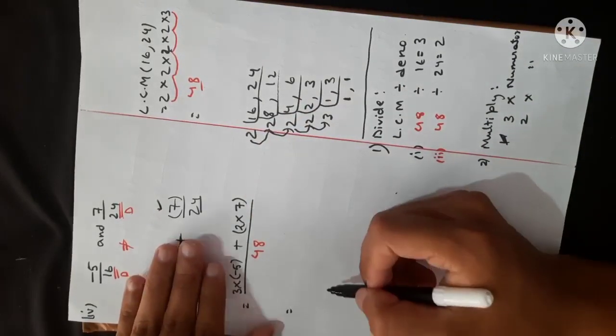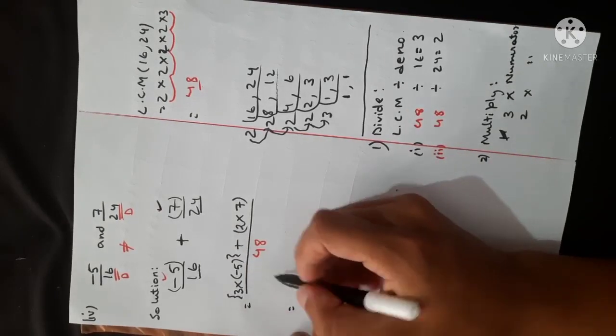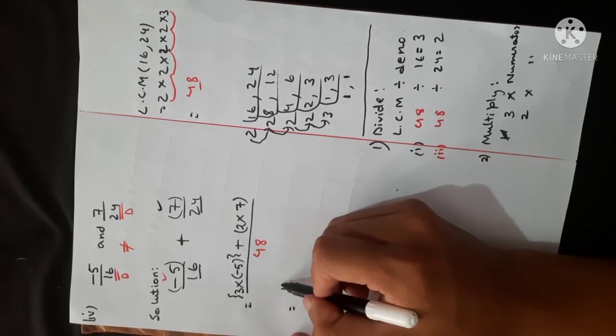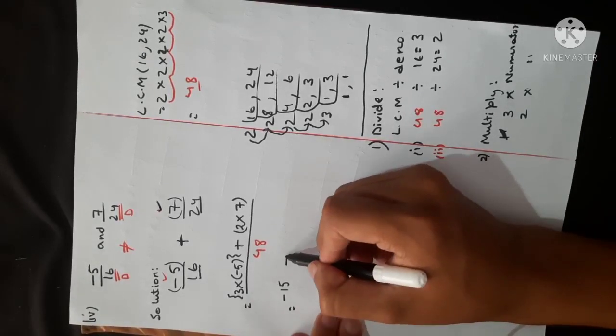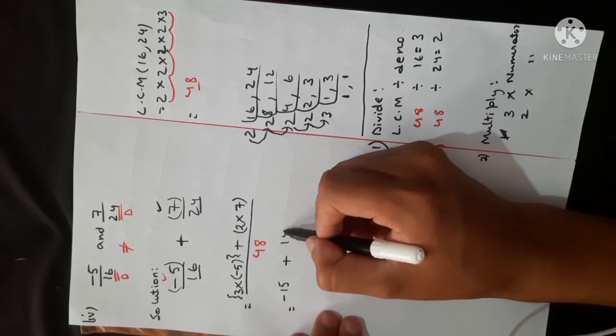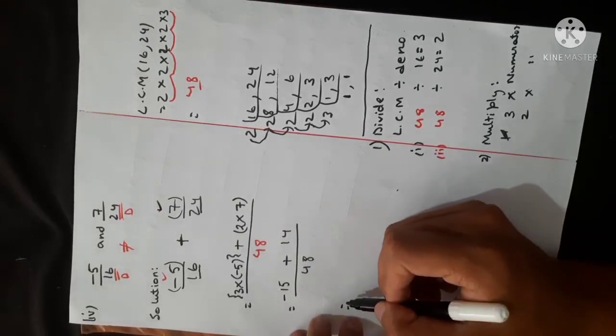So first, remember always BODMAS: we multiply first and then we add or subtract. 3 multiply 5 equal 15. This is minus, this is plus, so plus into minus equal minus 15. Plus 2 multiply 7 equal 14, divided by 48.